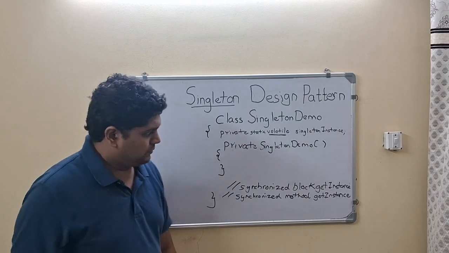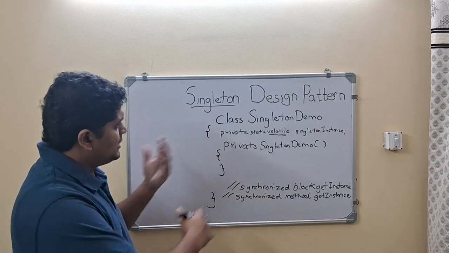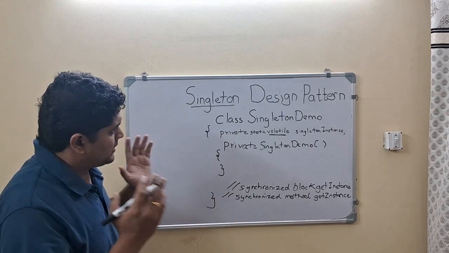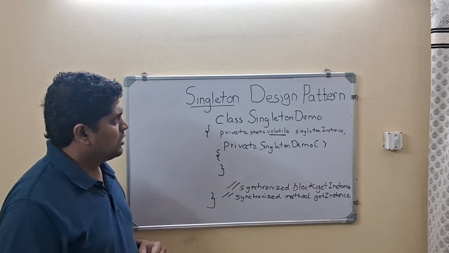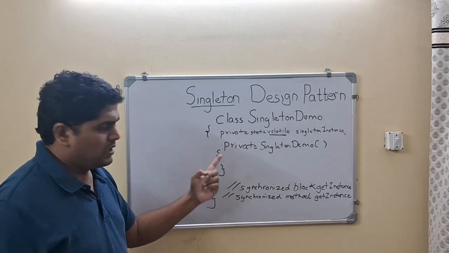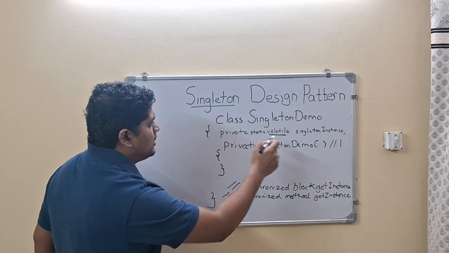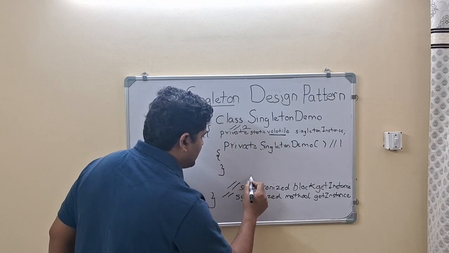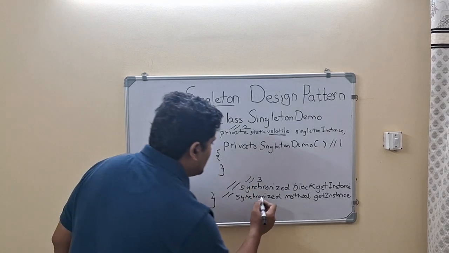We'll see in the video on the computer in depth how this can be created and what the various ways are. But to give the overview and explain the skeleton, the important point number 1 is that it should have a private constructor. Number 2 is that it should have a private static volatile singleton instance. And numbers 3 and 4 are that you can create either a synchronized block getInstance or a synchronized method getInstance.